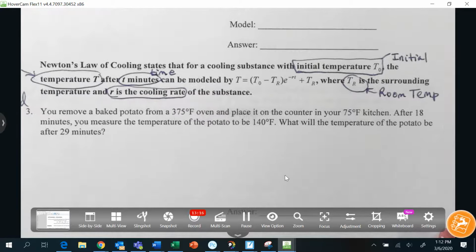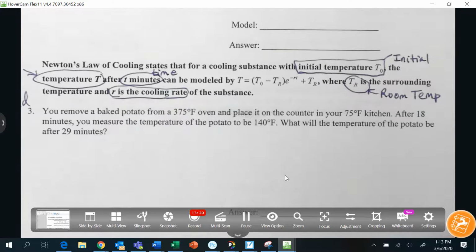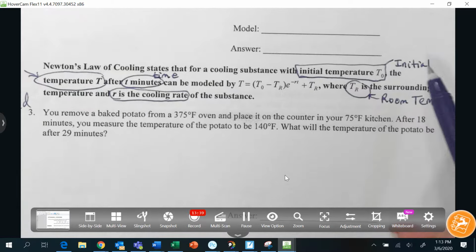So we remove a baked potato from a 375 degree oven and place it on the counter in your 75 degree Fahrenheit kitchen. After 18 minutes, you measure the temperature of the potato to be 140 degrees. What will the temperature of the potato be after 29 minutes? Sounds easy? Take it out. Current temperature of the potato. What is that initial temperature of the potato?